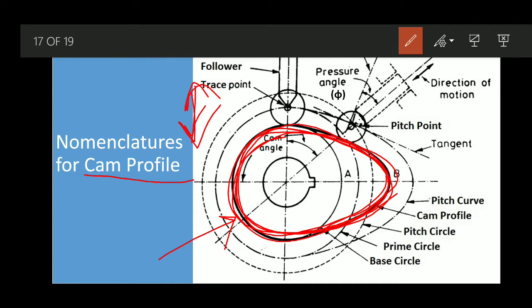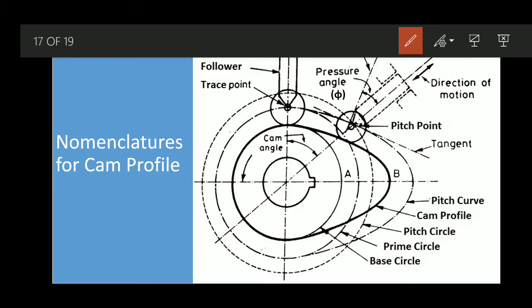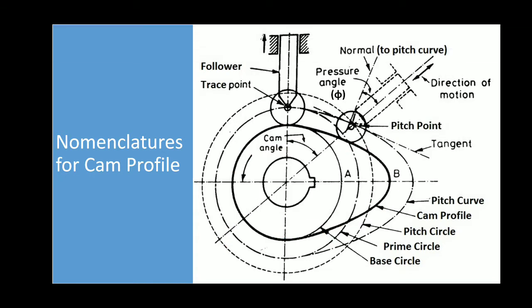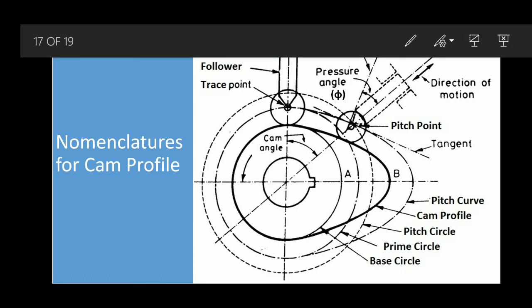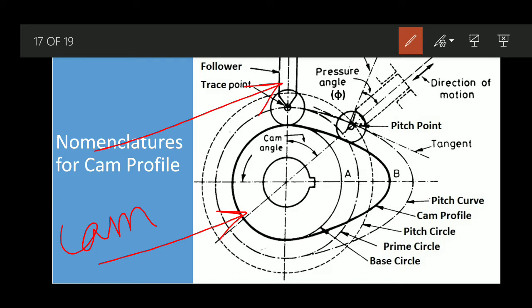Similarly, we have some other nomenclature. In this particular figure, we are showing one cam and follower arrangement along with all the different associated nomenclature and terminologies. So this is the cam that we are showing, and we have a particular follower. What type of follower is this? As you can see, this is the roller follower.